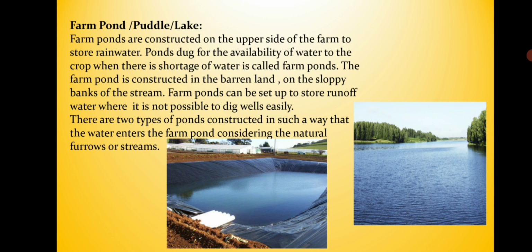Farm ponds can be set up to store runoff water where it is not possible to dig wells easily. There are two types of pond constructed in such a way that the water enters the farm considering the natural streams: ponds with water source in natural streams, and farms in plain land.